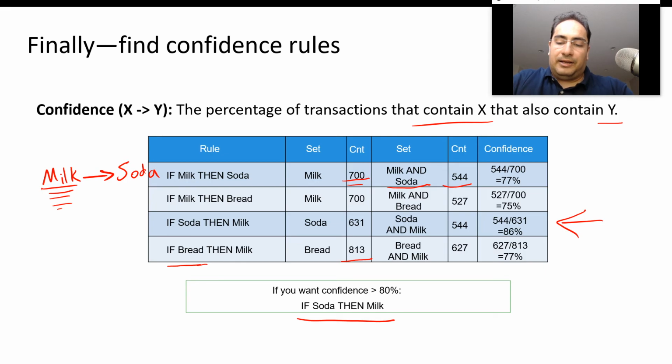Anyways, this is how the algorithm ends, and this is the only rule that we had at the end of the Apriori algorithm on this data set that not only has the minimum support but also the minimum confidence.